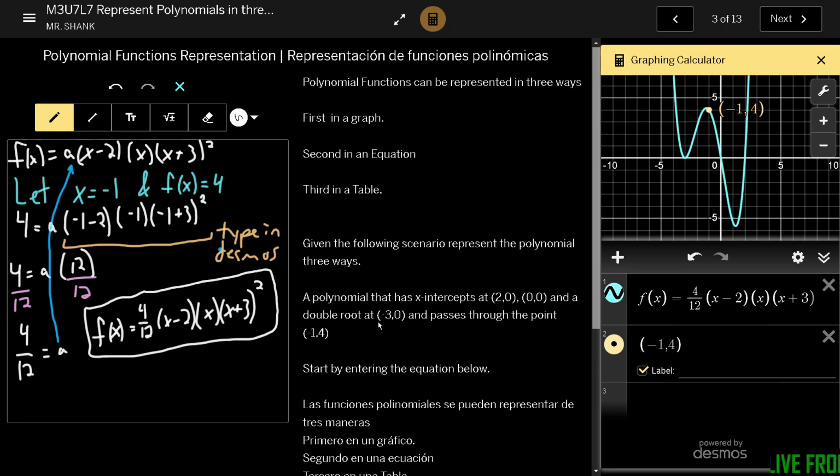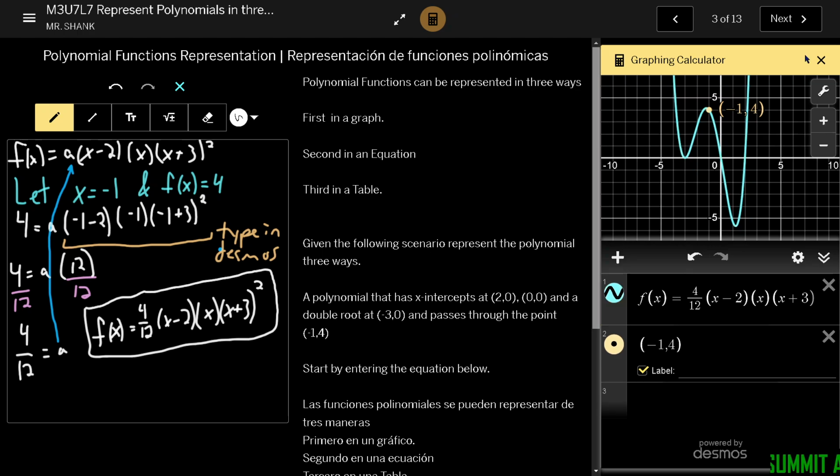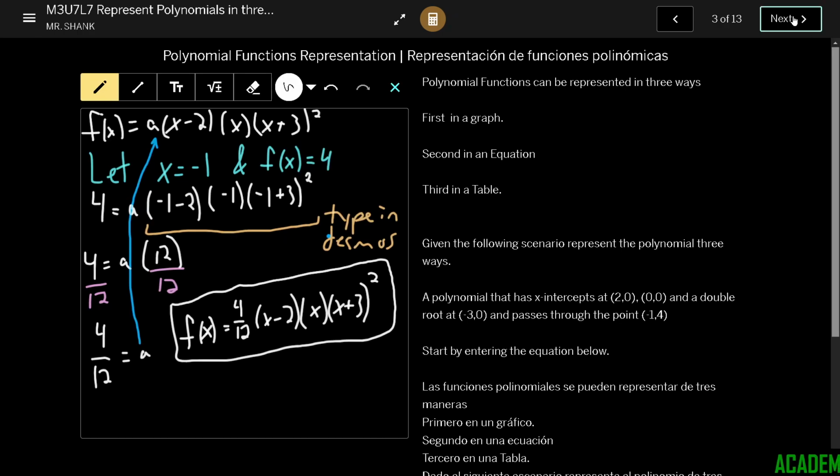So always go back to that original equation or original sentence. A polynomial that has x-intercepts at 2, 0, 0, 0, and a double root at negative 3, 0. So I know I am good. So always graph it out to check, so that way you know you're good.